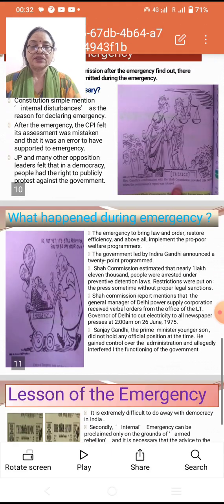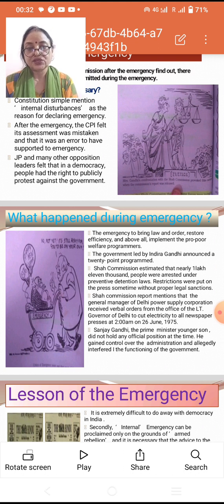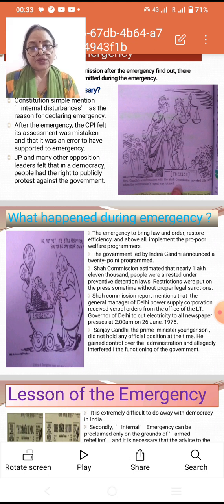What happened during the emergency? The emergency was meant to restore law and order, bring efficiency, and above all implement pro-poor welfare programs. This was started by the government to normalize the situation. The government led by Indira Gandhi announced a 20-point program.